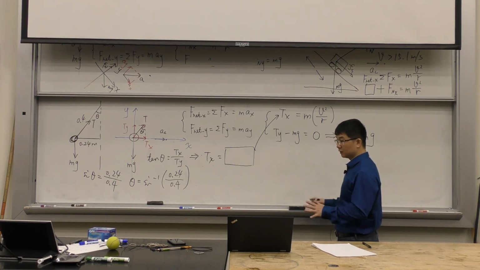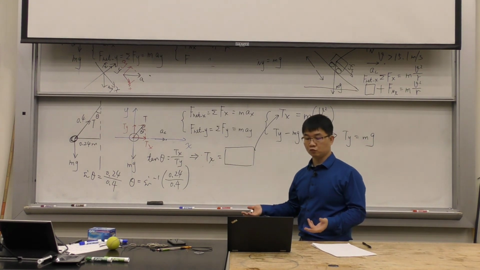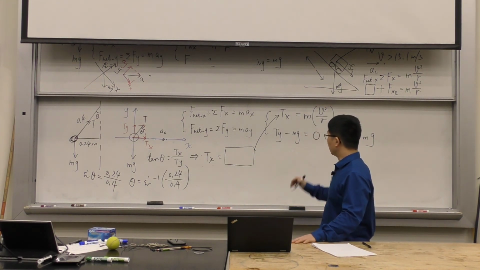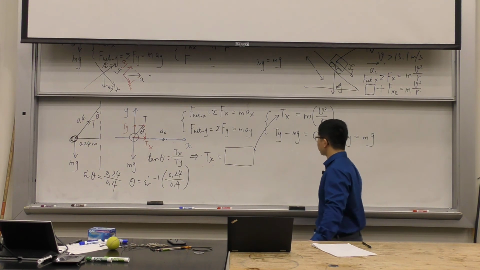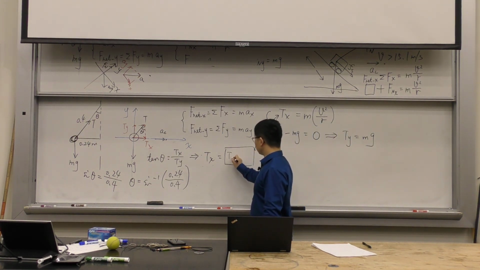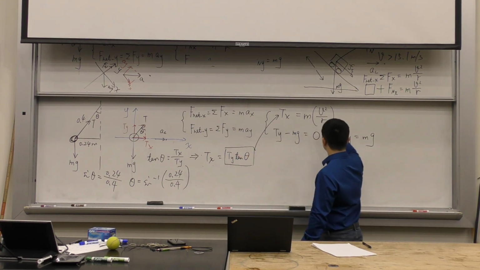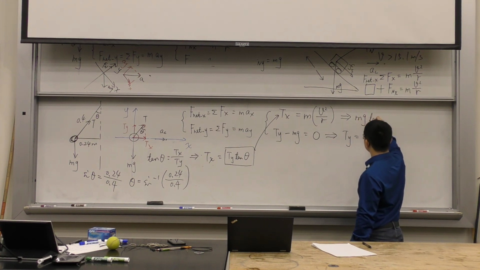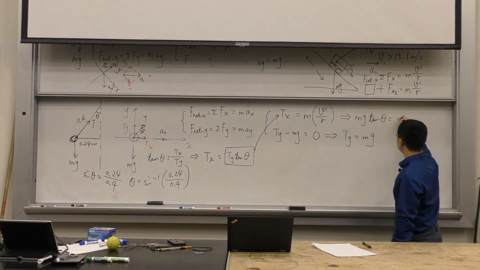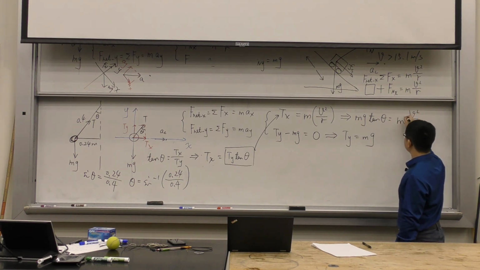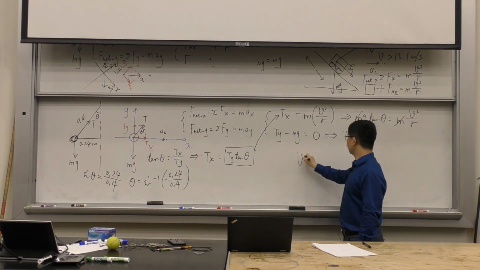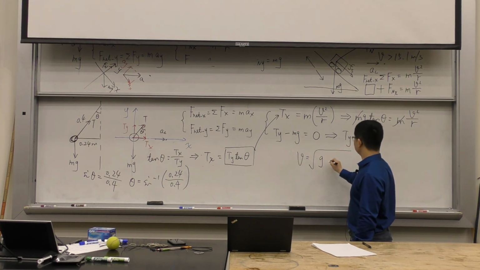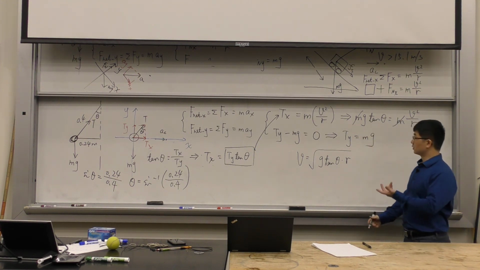Again, does this look familiar? This is what we did in the previous question, right? So now you finish this algebra, what is the number you got? This Tx, again, is going to be Ty tangent theta. And Ty is mg, so you get mg tan theta equals m v squared over r. You cancel little m, what do you get? You get v equals g tangent theta times r. You plug the numbers in, right?